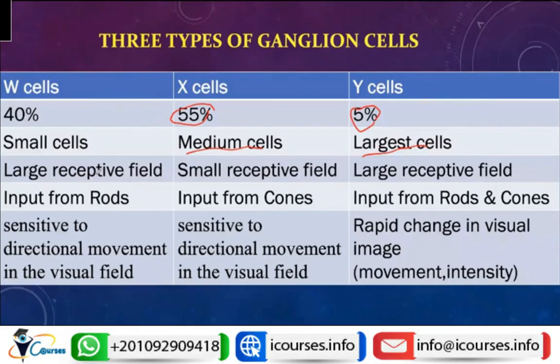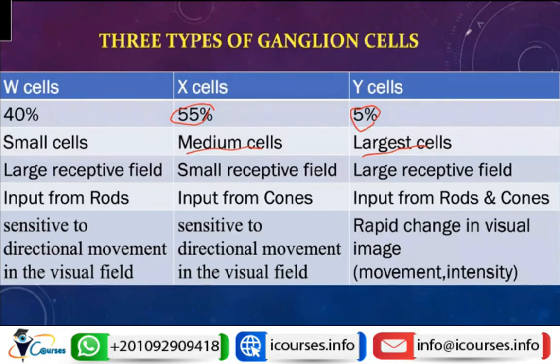They follow the rule of receptive field. The ganglion cells don't respond on a cellular level, but respond on a field level, as a group or a collection.